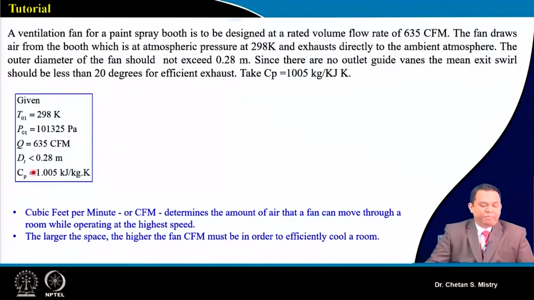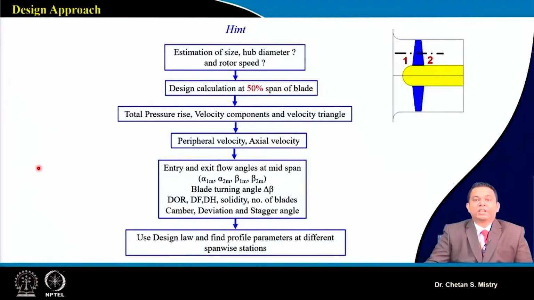Now here, my tip diameter should not exceed 0.28 meter. So let's try to explore the design possibilities for this. Since it does not have exit swirl removal, my fan will look like this: I will have only a rotor. In order to do the design, we need certain parameters. My casing diameter is one of the constraints that is given, but nothing is mentioned about what my pressure rise needs to be. My flow rate is given in CFM.